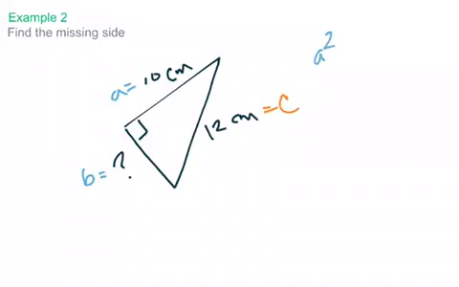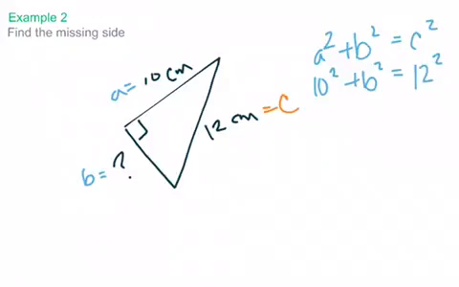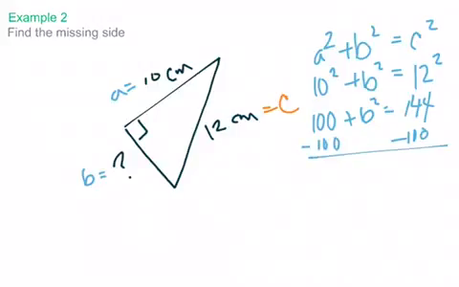So A squared plus B squared equals C squared. A is 10, so it's going to be 10 squared plus B squared equals 12 squared. Evaluate the squares, and we're going to be left with 100 plus B squared equals 144. Our goal is to get B by itself, so subtract 100 from both sides. And we're left with B squared equals 44. And now we have to find the square root of both sides.